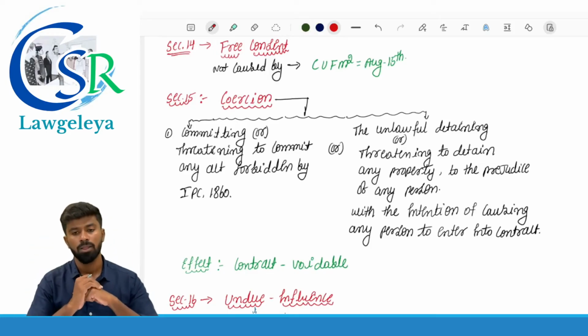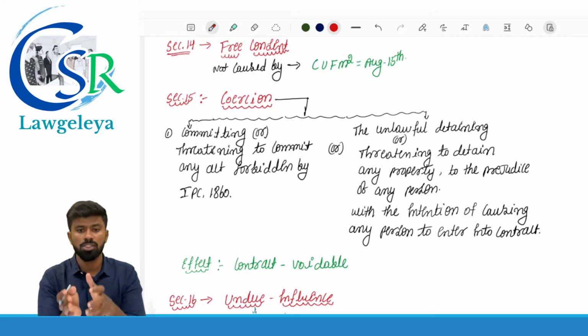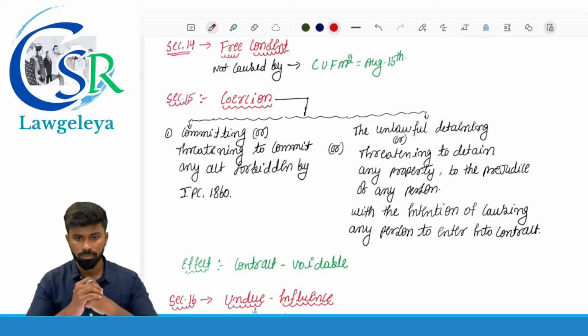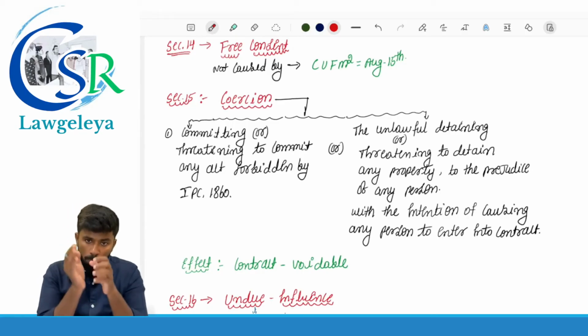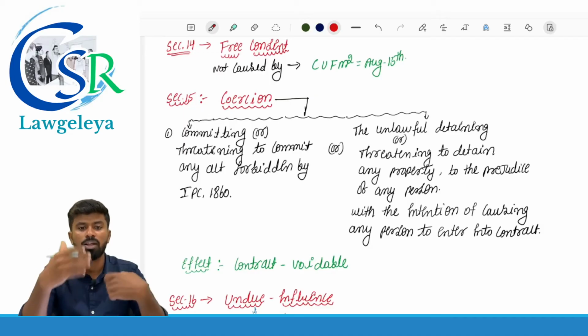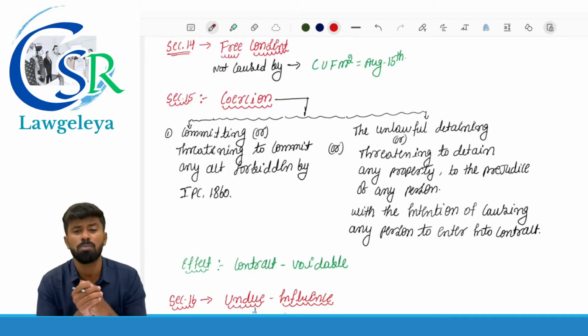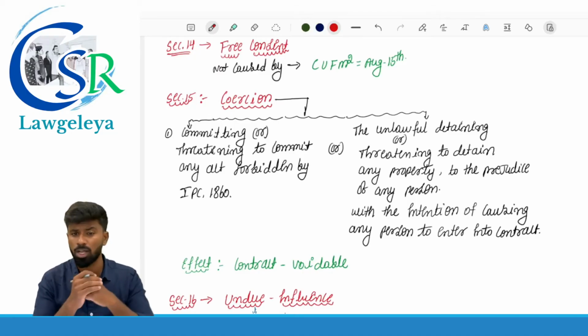For example, after the remuneration is paid by principal to agent, the agent shall return all the documents and goods which are with him and which belong to principal. If he refuses to return, keeps them unlawfully and obtains the consent of principal for payment of extra money, is the consent of principal free or not free? Not free, because he has detained the properties unlawfully.